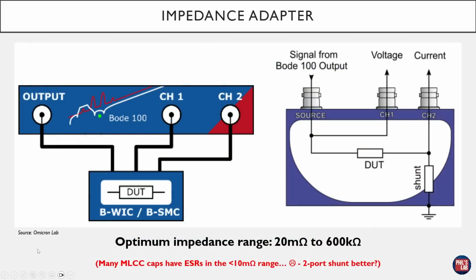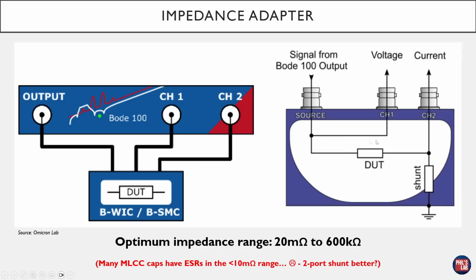Here's a brief look into the impedance adapter. Again, we'll use the output of the Bode 100 and 2 input channels. The impedance adapter is essentially a holder for a component, so we can clamp in an inductor, capacitor, whatever you want to test. And this is known as the DUT, or device under test. What the Bode 100 will then do is inject a signal from its output, feed it through the device under test. Because we know the output impedance, the device under test and the shunt resistor will form a potential divider.